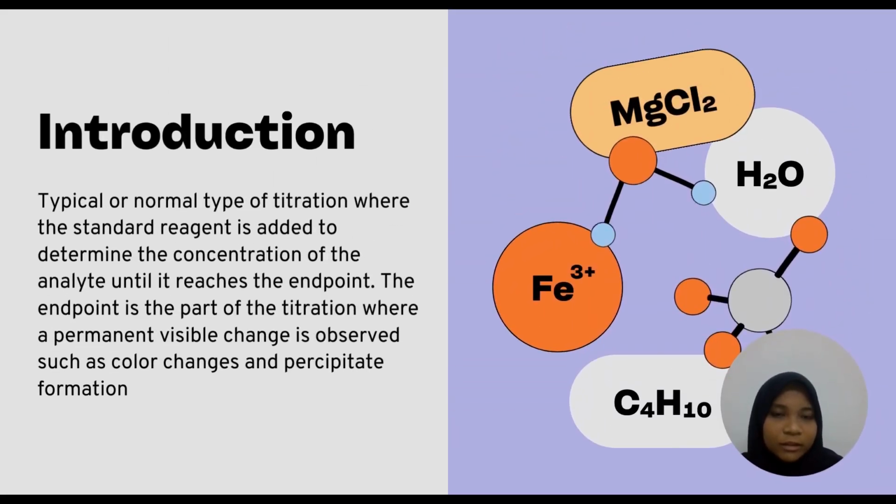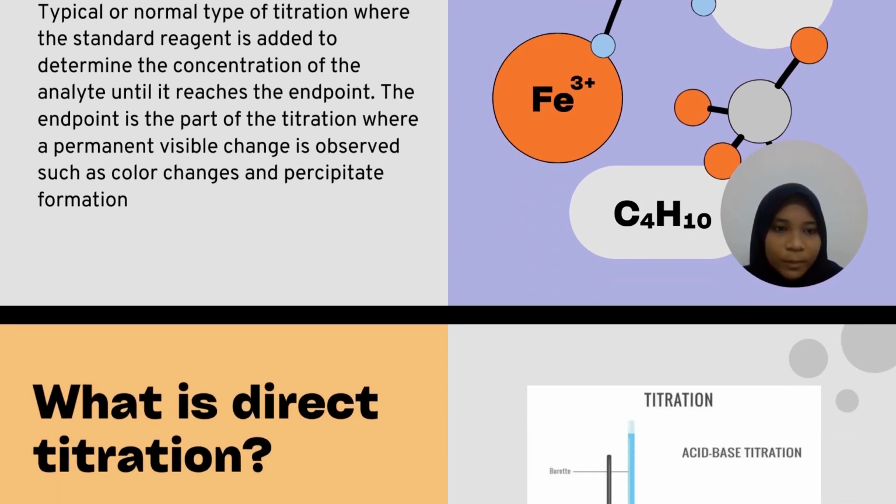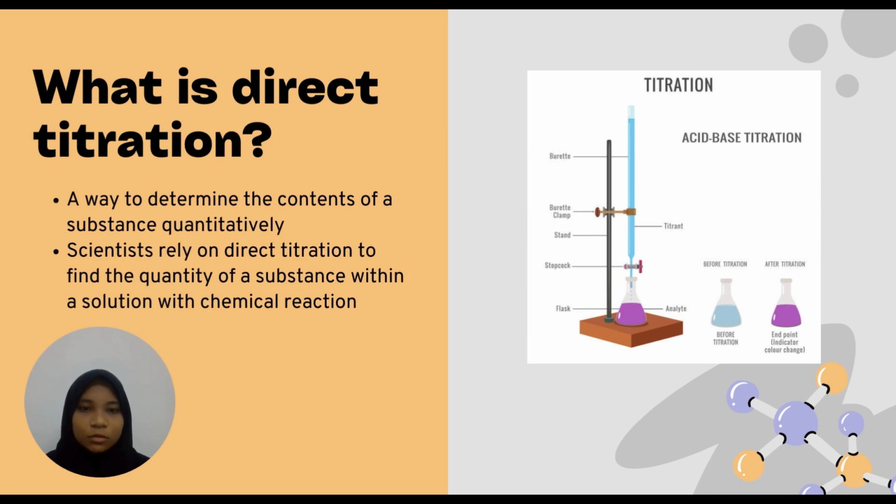For the introduction, direct titration is a typical or normal type of titration where the standard reagent is added to determine the concentration of analyte until it reaches the endpoint. The endpoint is the part of the titration where a permanent visible change is observed, such as color changes and precipitate formation. Direct titration is also a way to determine the contents of a substance quantitatively.